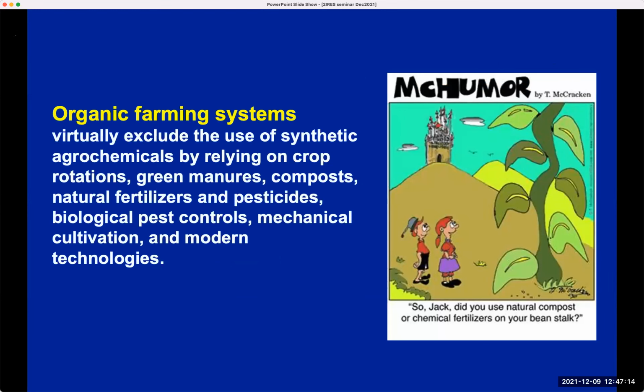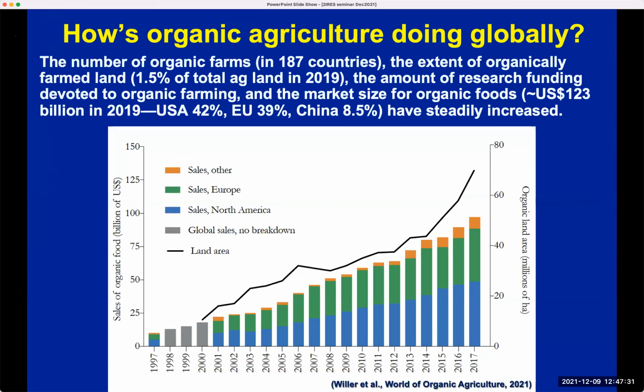We all know what organic farming is, or you have an idea of what it is: virtually excluding the use of synthetic agrochemicals. They do use some that are certified, and then crop rotation, green manures, compost, etc. You might say, well, okay, big deal, organic is doing pretty well.